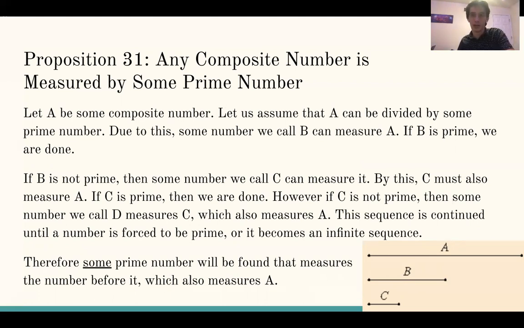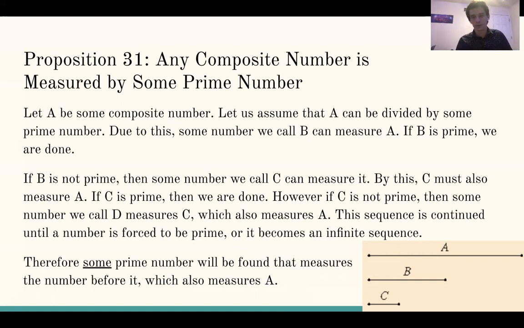So if C is prime, then we're done. This is true because if C is prime, then it divides the composite number B. And since the composite number B divides A, then C also divides A. We kind of just show that since it's proportional. But if C isn't prime, if it's composite, then we go again. We say there's a number D that measures C, which also measures A. And this just goes on and on and on.